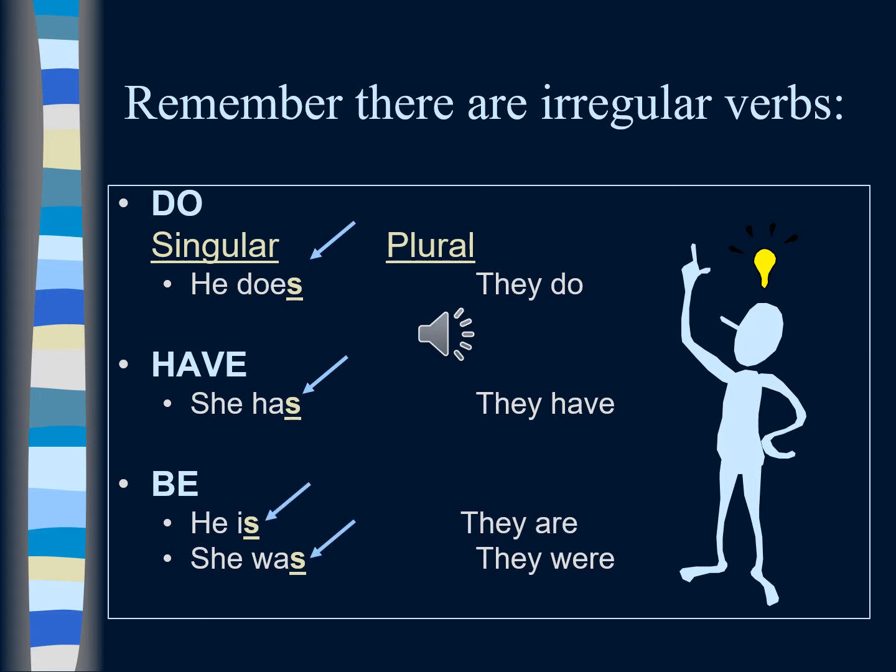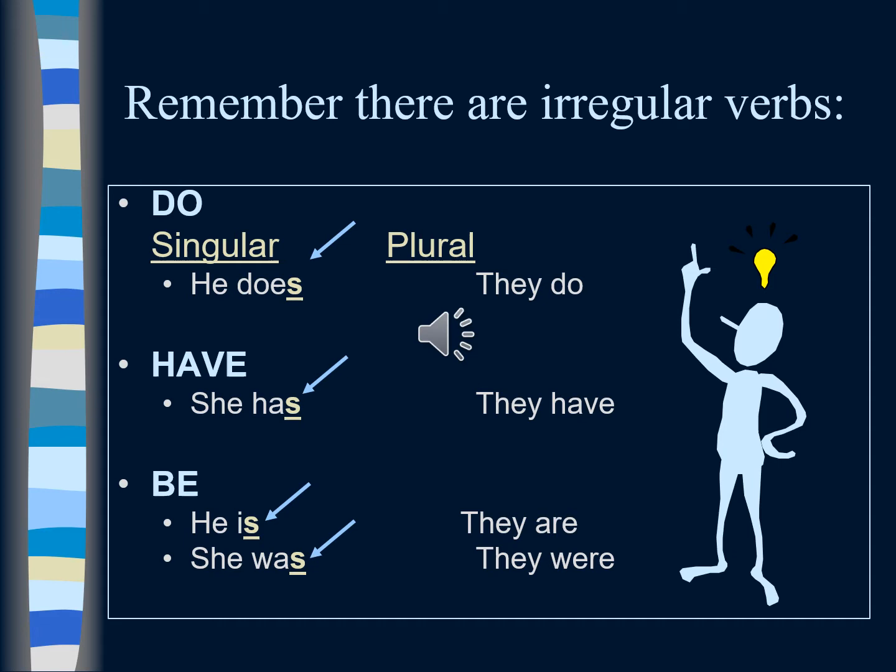Now there are some exceptions to those rules. For example, we have what we call irregular verbs. Verbs like do and does. Does would be singular, do would be plural. We also have have and has. Has is singular, have is plural. And then is and are. Is singular, are is plural.